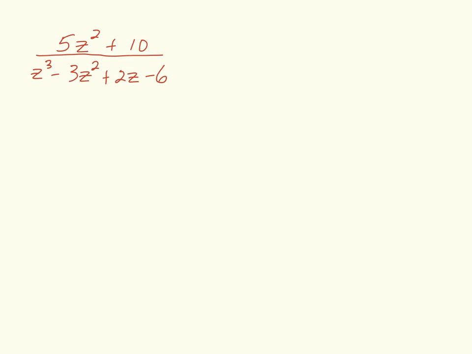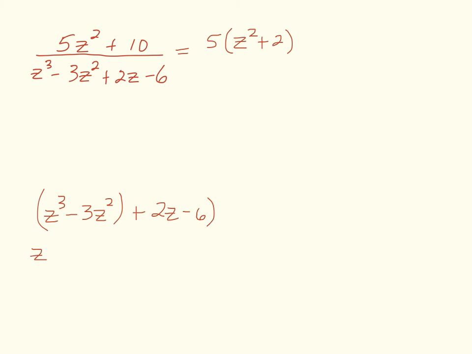This one works pretty much the same way. Let's see. We have factor the numerator, factor out a 5. We have z squared plus 2. I'll go off to the side and factor z to the third minus 3z squared plus 2z minus 6. I'm factoring by grouping because there are 4 terms.